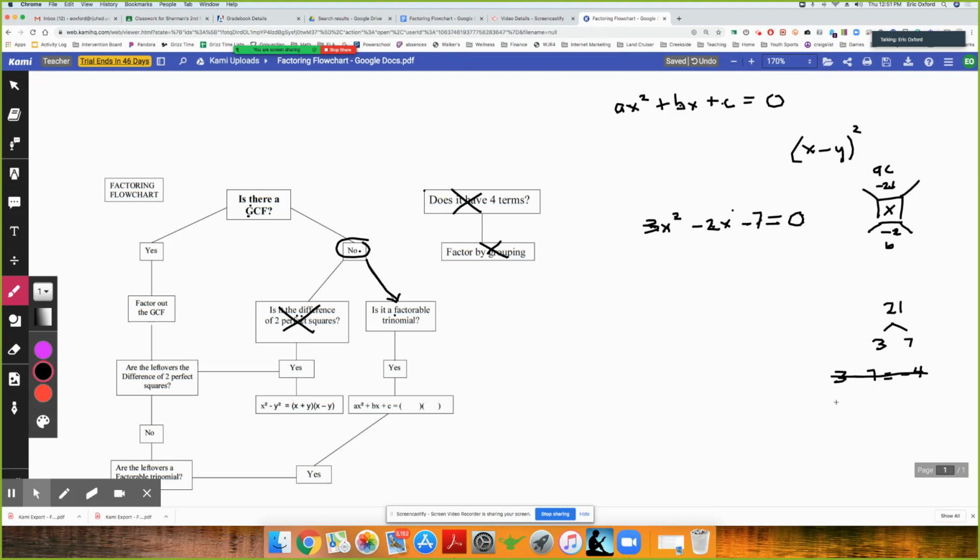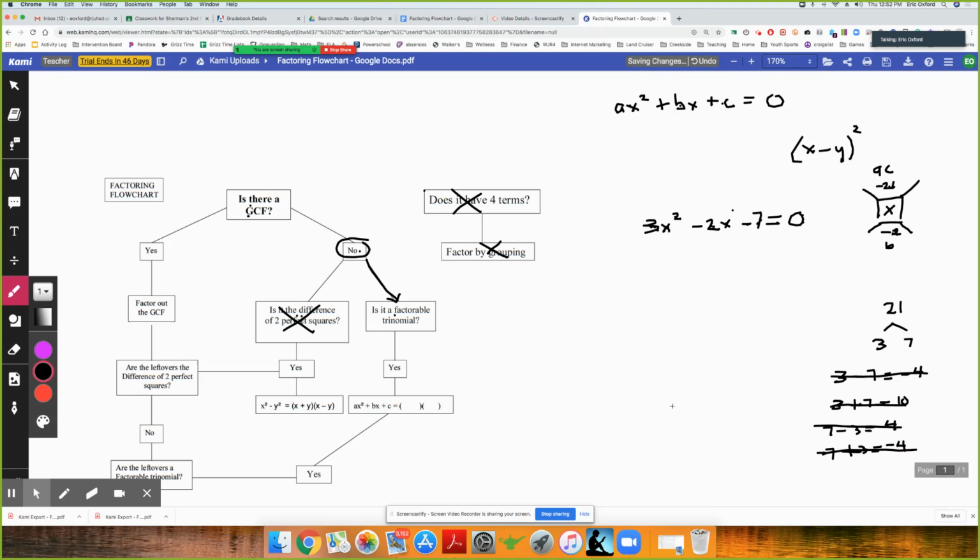Okay, I could do 3 plus 7. That equals 10. That's not negative 2, so this would not work. I could do it the other way around. I could do 7 minus 3. That equals positive 4, and that does not equal the negative 2 that I have. So far, I'm not finding any factors. Or I could do negative 7 plus 3, and that equals negative 4. That's not going to work.